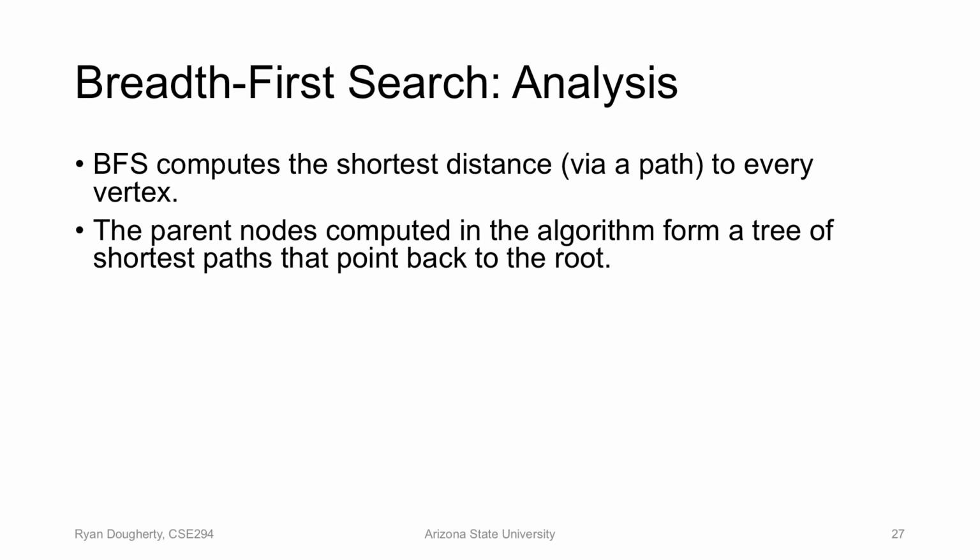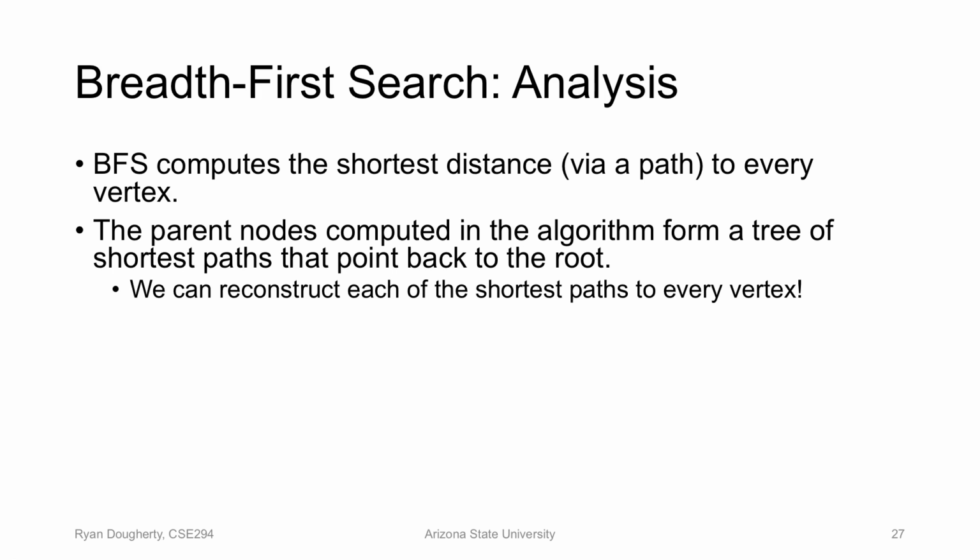So there's a unique way from each vertex to get back to the root, right? So therefore, we know exactly the shortest path from each of the vertices back to the original root. Actually, I should say a shortest path. We know of a shortest path that goes from each vertex back to the root. Yeah, we can reconstruct all the shortest paths from each vertex.